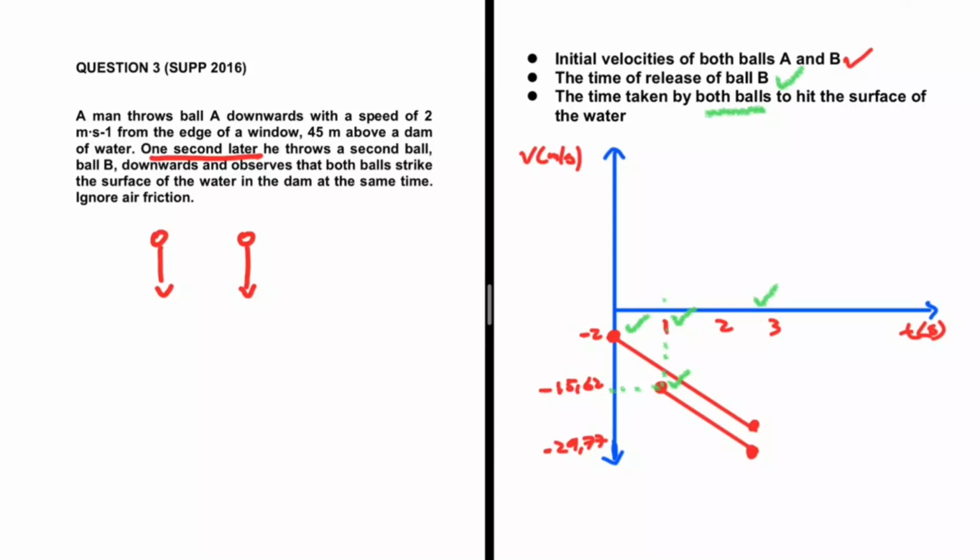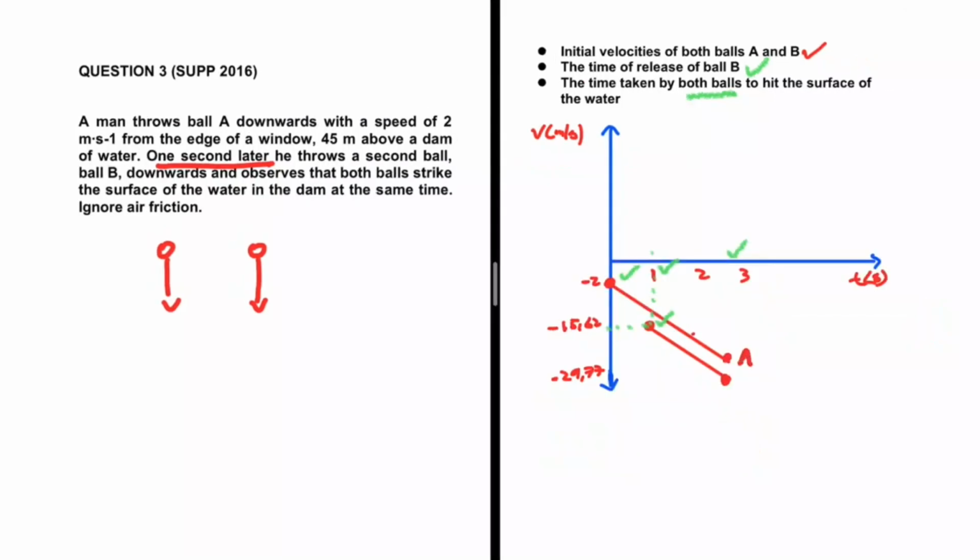The marker allocation is 5 marks. As you can see, we have 1, 2, 3, 4 ticks. The fifth tick is probably coming from ensuring that these two lines are actually parallel to each other. Why do we need the two lines to be parallel to each other? Because the gradient is 9.8 on both lines, the acceleration. This is A and this is B. We need to indicate that.